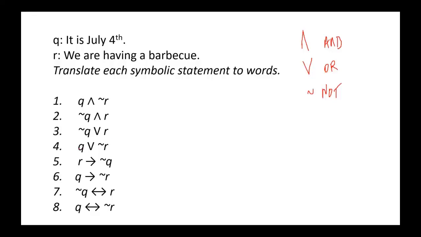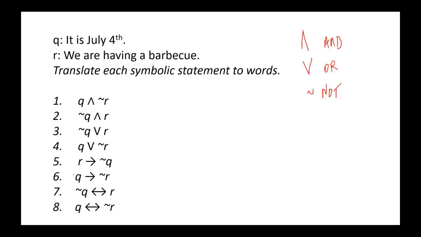Number four, it is July 4th, or we're not having a barbecue. Those numbers 5 through 8 have arrows. These first two are single-sided arrows, so this is our if-then statement. R is we're having a barbecue. So if we're having a barbecue, then it's not July 4th.